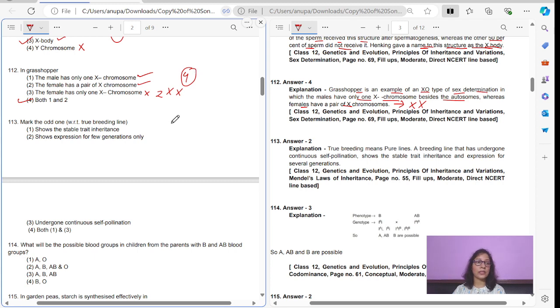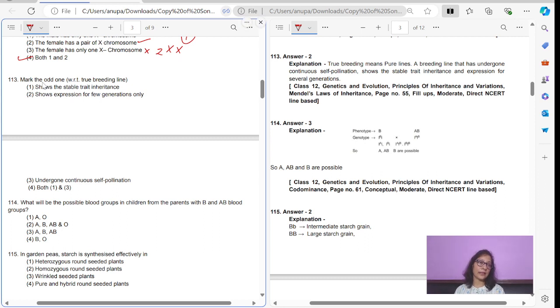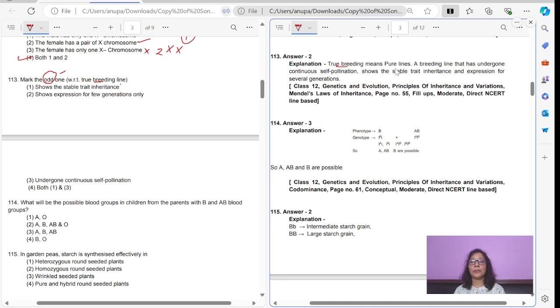Now let's move to the next question, question number 113. Question number 113 states, mark the odd one with respect to true breeding lines. Here you have to be careful. We have to mark the odd one. So what is true breeding? True breeding means pure line. When a breeding line has undergone several or continuous self-pollination, then it is known as true breeding or pure lines, and it shows stable trait inheritance and expression for several generations.